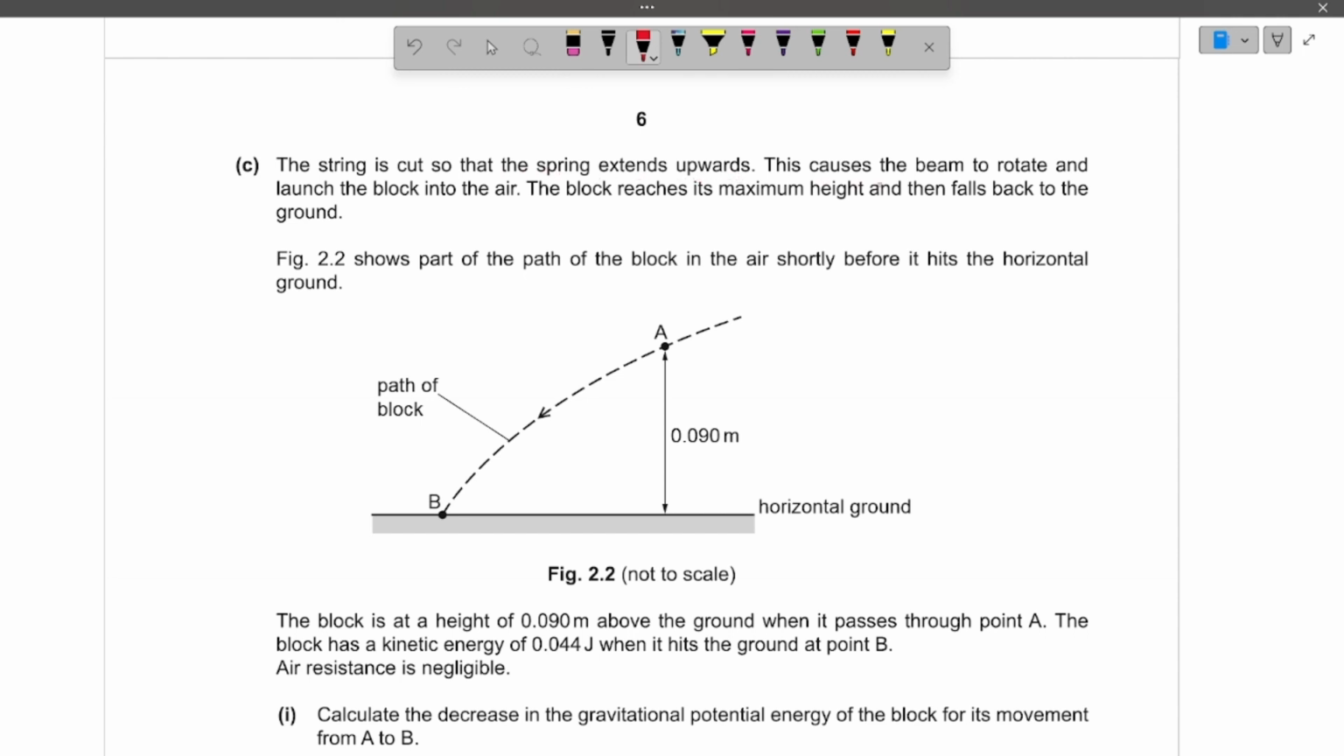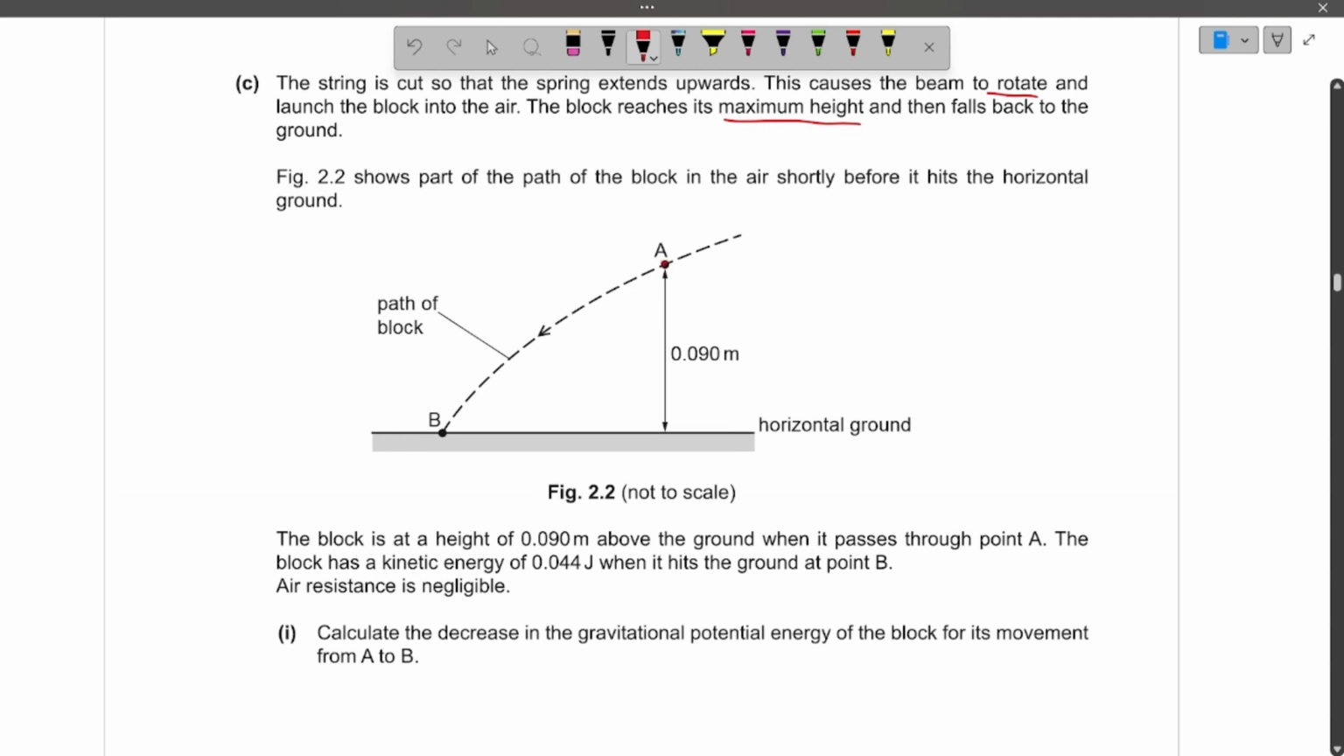Okay, this causes the beam to rotate and launch the block into the air. The block reaches a maximum height and then falls back to the ground. It's following a parabolic path. Figure 2.2 shows a part of the path of the block in the air shortly before it hits the horizontal ground. So this is that path, this dotted line.